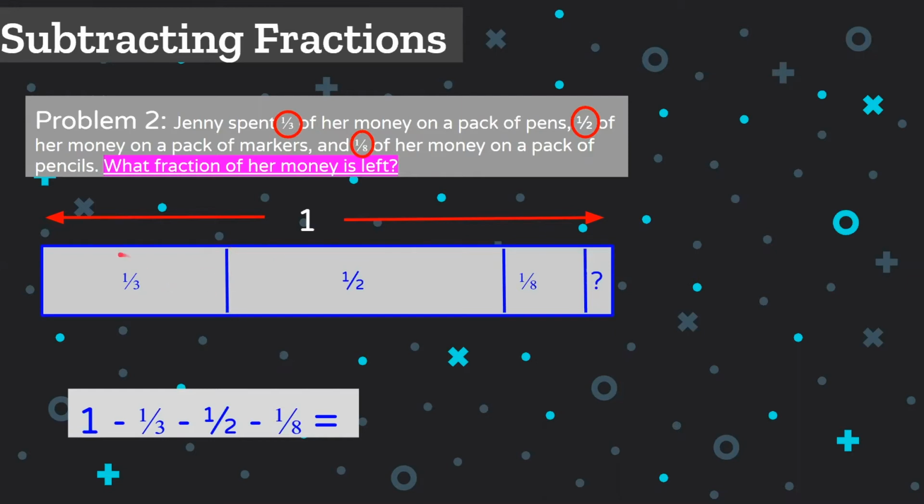She spent 1/3 of it on pens. She spent 1/2 of her money on markers, and another 1/8 of her money on pencils. So if we want to look at it numerically, we can say we have our whole amount of money, and we're going to subtract 1/3 and 1/2 and 1/8. And that'll tell us what fraction of her money is left. I think if we look at these fractions, we should get the sense that our fraction should be fairly small.